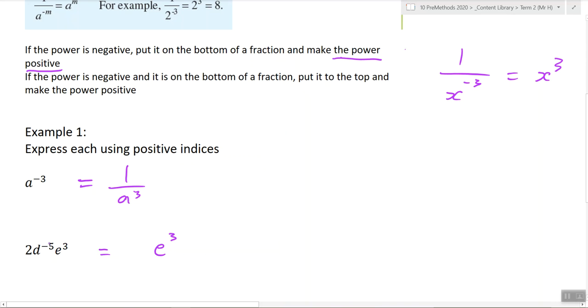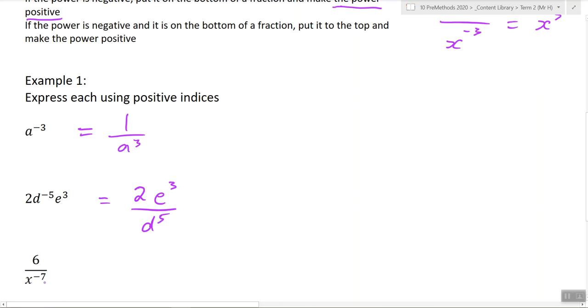So the -5 is only for the d. So 2e^3 over d to the power of 5. Okay? So we've taken the d to the -5, we brought it under the fraction, and now it's a +5. x to the -7, what do we do with that? So we bring it above the fraction, so now it becomes x to the power of 7, and don't forget there's a 6 there as well, so we just leave the 6.